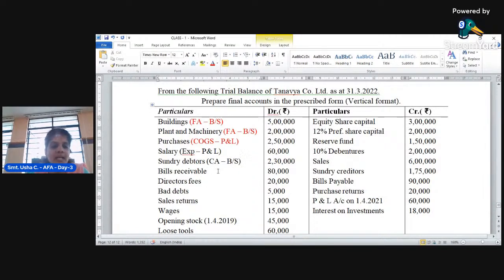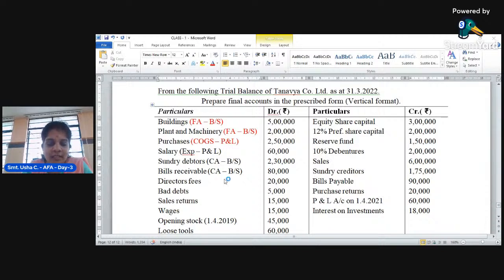Next is bills receivable. Bills receivable is also a current asset and it will be taken under balance sheet. If you know the format of balance sheet and profit and loss account, that where these items come, then around 60% of your work is over. Because if you know where this item comes, it means that you know the format of profit and loss and balance sheet.